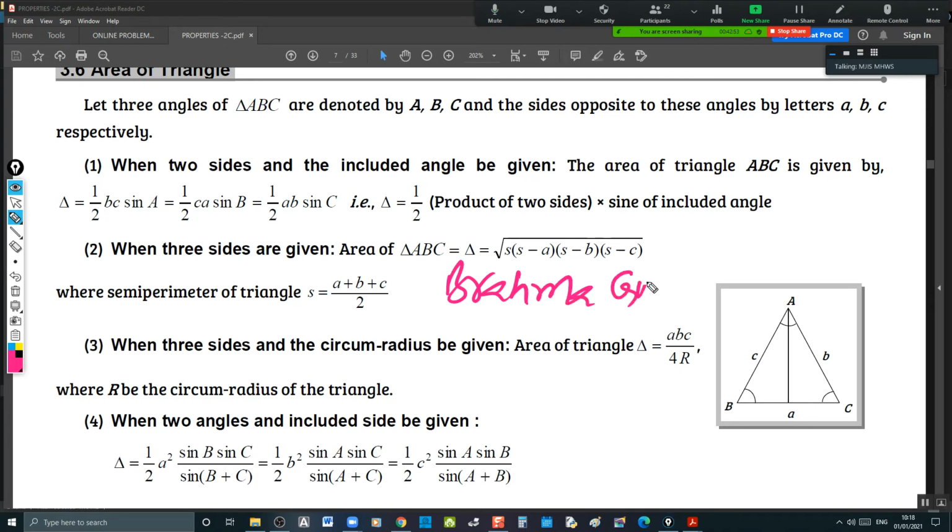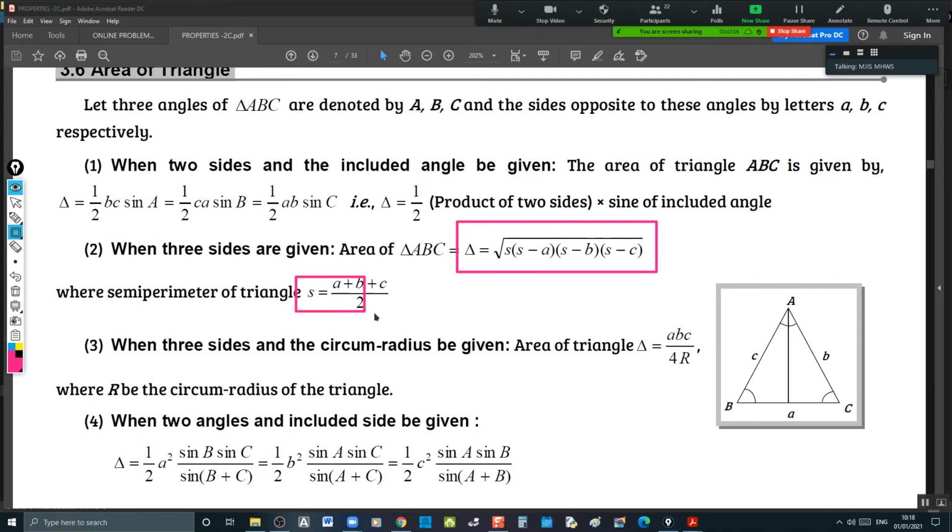Delta is equal to root over S into S minus A into S minus B into S minus C, where S is equal to A plus B plus C by 2, which is not a new formula. Everyone knows this from your lower classes itself. Next one. Delta is equal to ABC by 4R. This is also a formula which you have to learn, which is not there in your lower classes. ABC by 4R, where R is the circumradius, capital R.